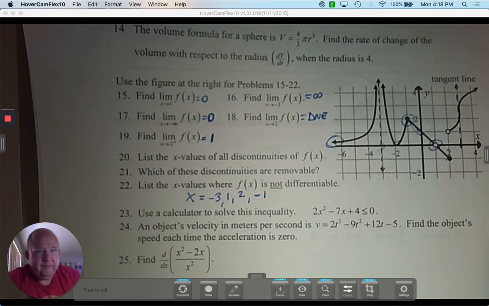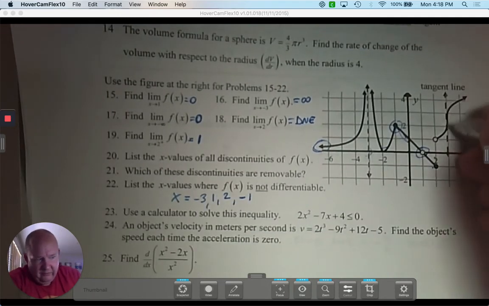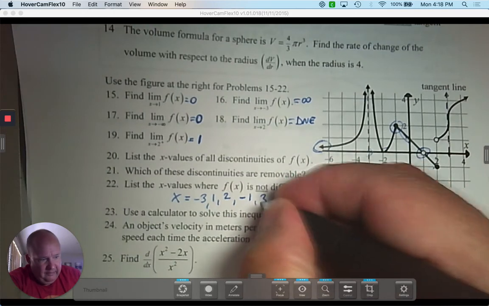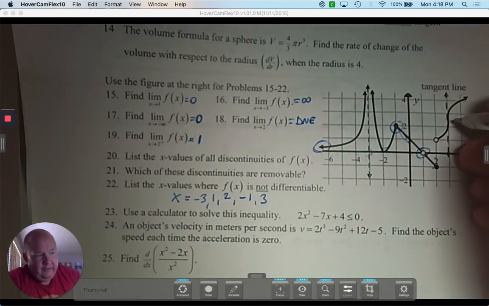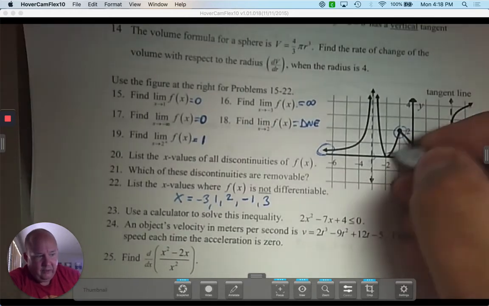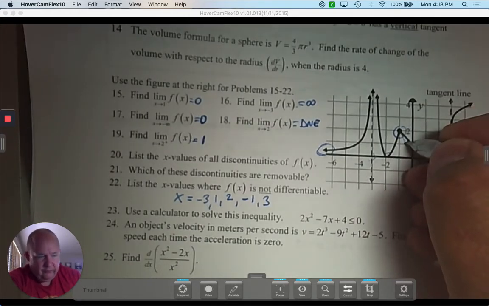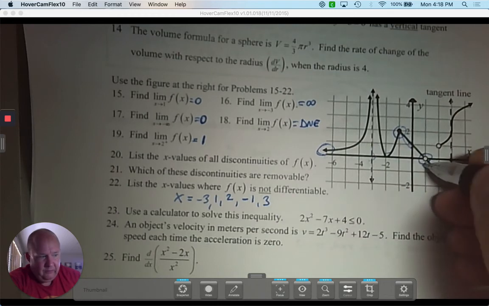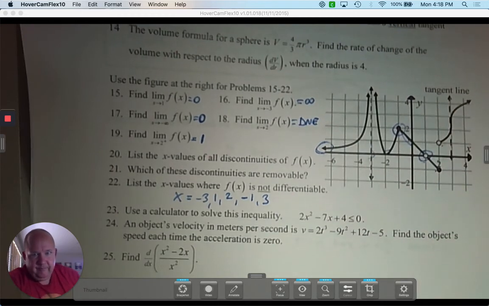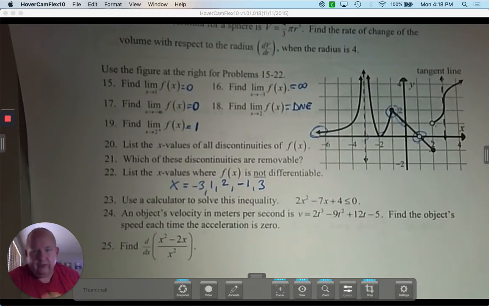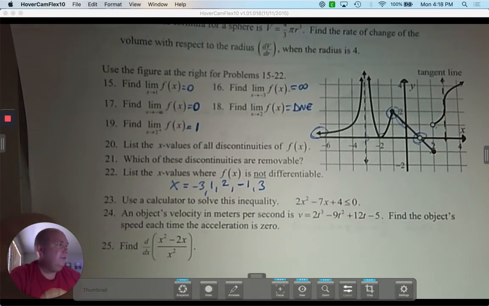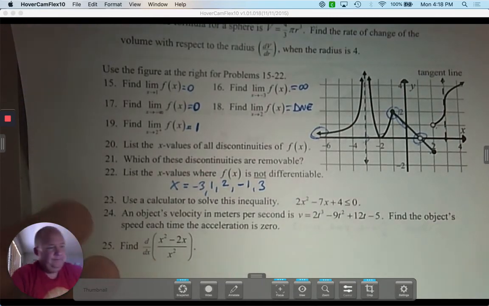Oh, another one. See the vertical tangent here? So the derivative, the slope, is undefined, which means that the derivative is undefined. So at +3, notice a vertical slope, undefined, the derivative doesn't exist. At a corner or cusp, it does not exist. And where it is not continuous, it doesn't exist. All right, use a calculator to solve this inequality. Let's do that. I'll show you with this one.